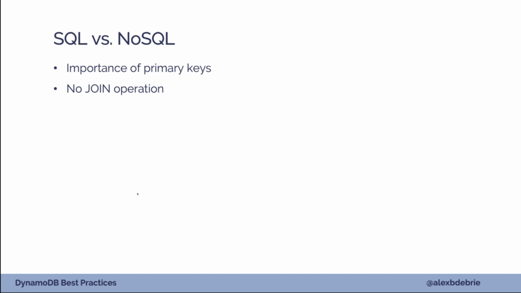Those two things, I think, underlie a lot of the big difference between SQL and NoSQL, right? You have to use your primary keys. You can't just filter off anything, and then you don't have this join operation. So what are the implications of this? I think there are 3 big implications.